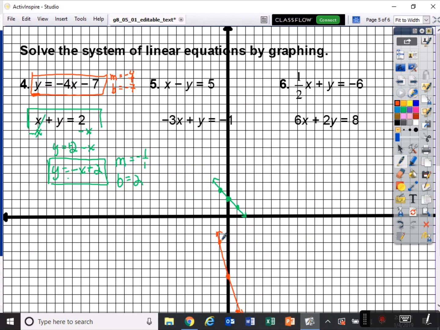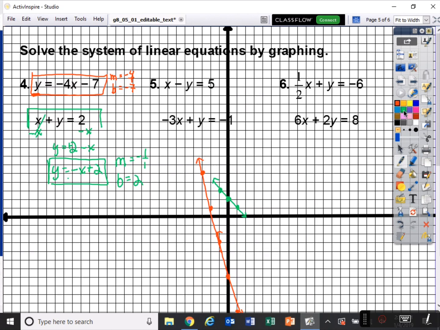So I'm going to do this slope. To go from here to here, I went up 1, 2, 3, 4 to the left 1. So I'm going to go up 1, 2, 3, 4 to the left 1. Up 1, 2, 3, 4 to the left 1. Okay? That might be close enough. It's pretty close to that green line, right?